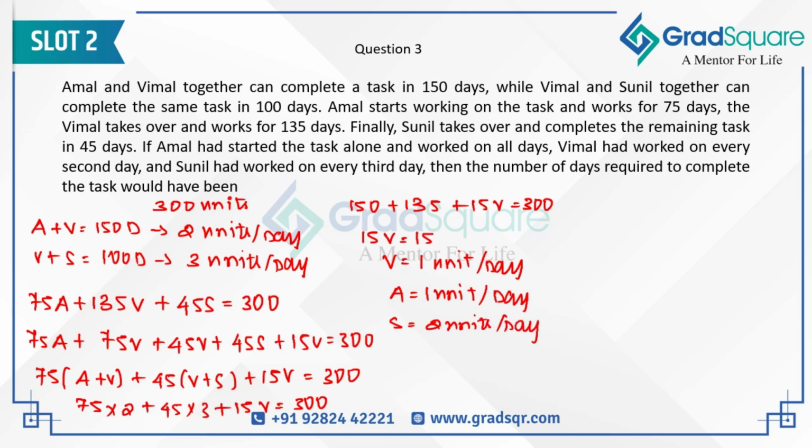And now they are doing the work in parts. So Amal is working on the first day, and Vimal will be working on every second day. That means Amal and Vimal together work on the second day, completing 2 units, and on the third day Sunil will be working, so they will be completing 4 units. So this will be 3, and next day Amal and Vimal will be working, so 2 units. Next day Amal will be working, 1 unit. Next day Amal, Vimal plus Sunil will be working, totally 4 units.